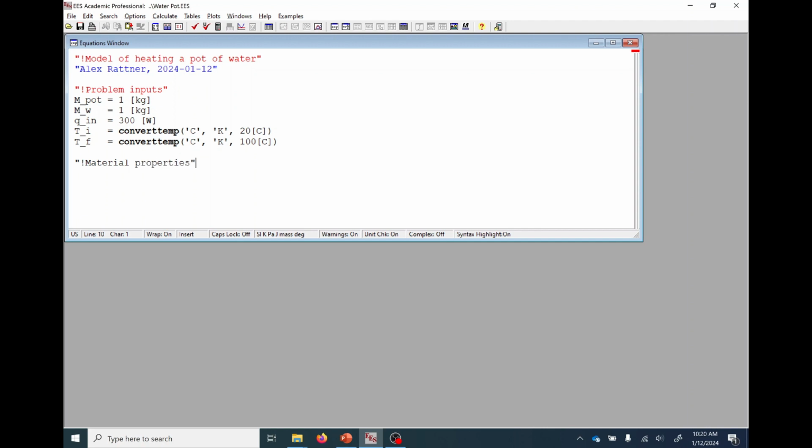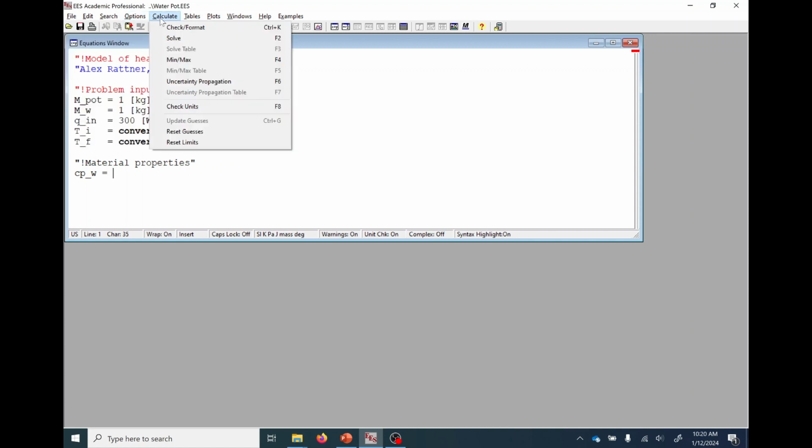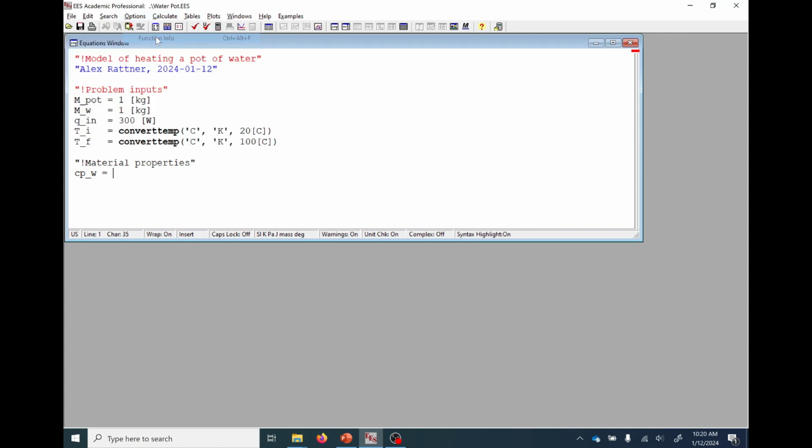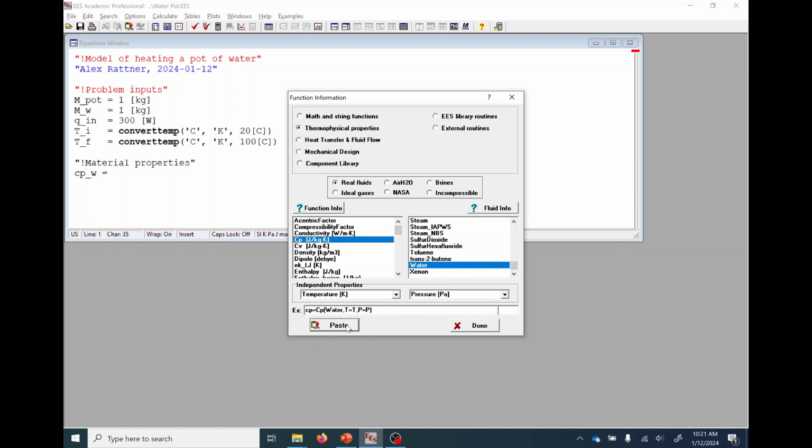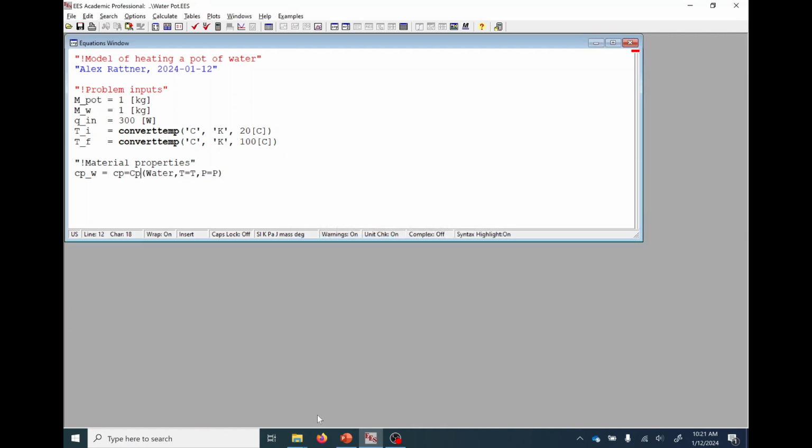So for water, we're going to need the specific heat of water. So we'll say CP water, and we can just look this up in EES. So we can go to options, function info, thermophysical properties. We'll go down to water, and we'll get its specific heat here. And I can just plug that in. So this is a property or a function of two independent thermodynamic properties here.